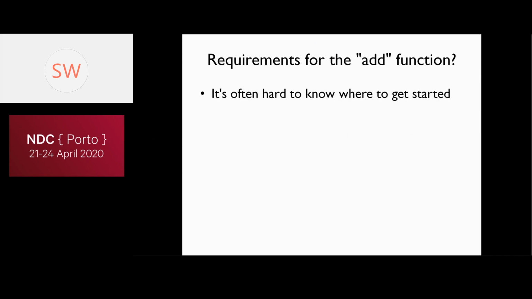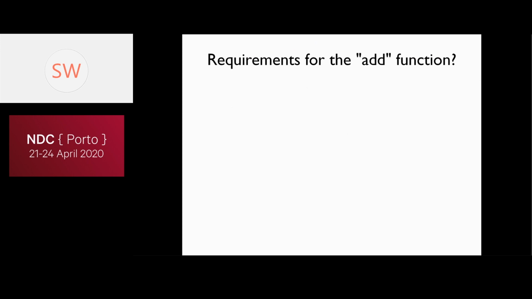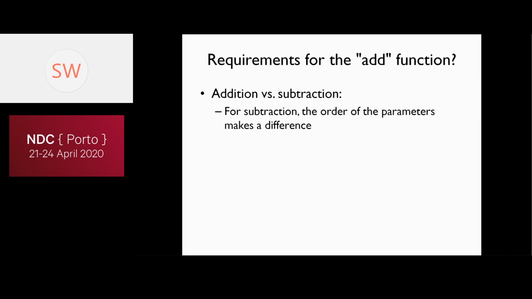It's hard to know how to get started with these things, but one way is to think about, if you don't know what the right answer is, you can often compare it with the wrong answer. So we don't know what add should do, but we know that addition is different from subtraction. How does addition differ from subtraction? Well, one simple thing is that the parameter order makes a difference. In addition, it doesn't matter which order the parameters are, but in subtraction, it does. 5 - 2 is not the same as 2 - 5. So we could write a test for that.